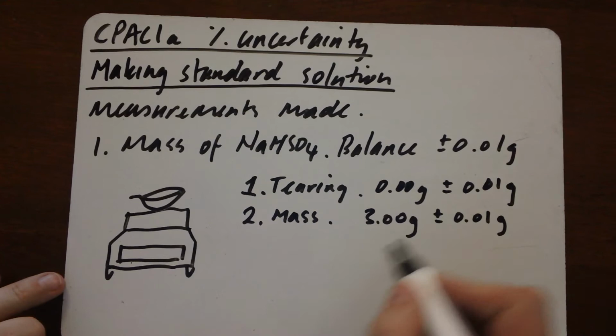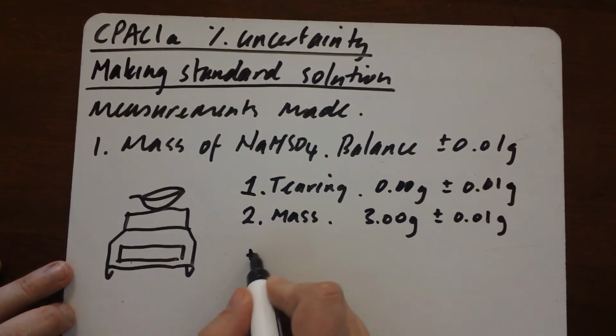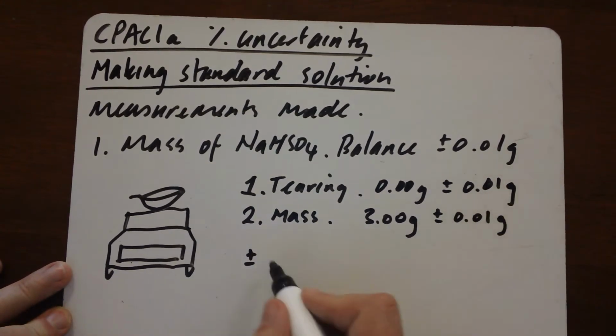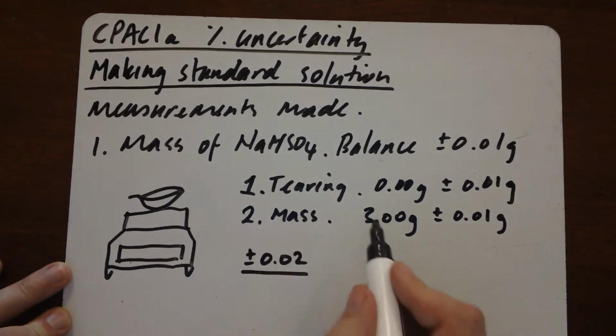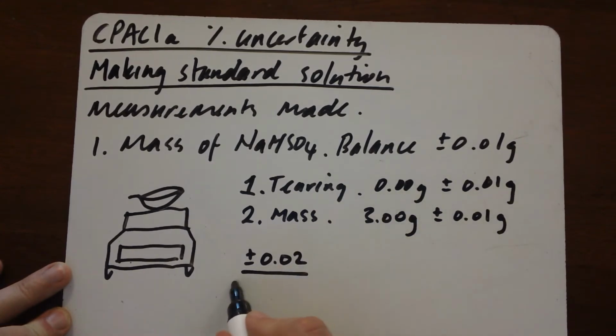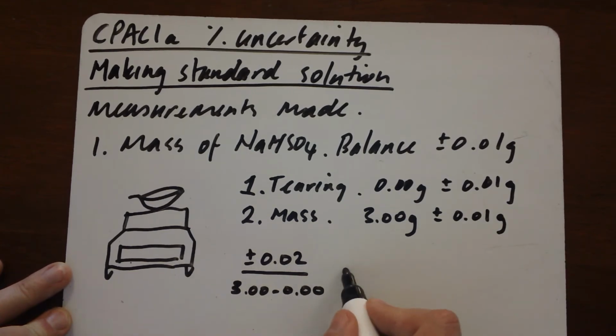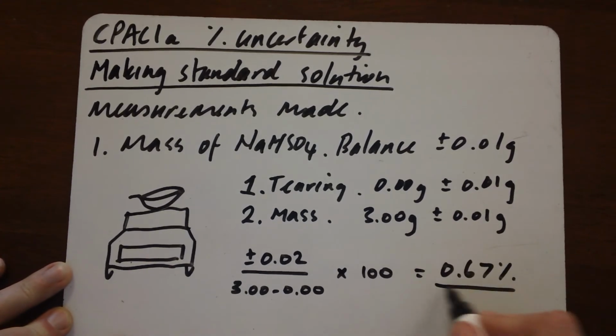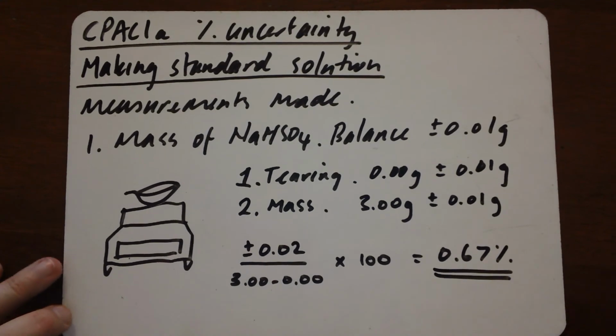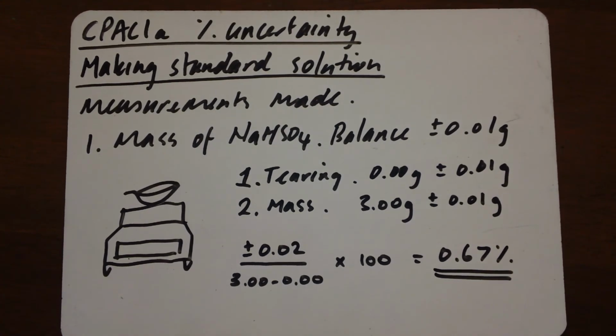So the total uncertainty for this measurement is going to be plus or minus the combination of these two, which is 0.02 of a gram, divided by the difference in the mass, which is 3.00 take away 0.00, times by 100 to give our percentage, and we get 0.67% uncertainty associated with weighing out the sodium hydrogen sulfate.